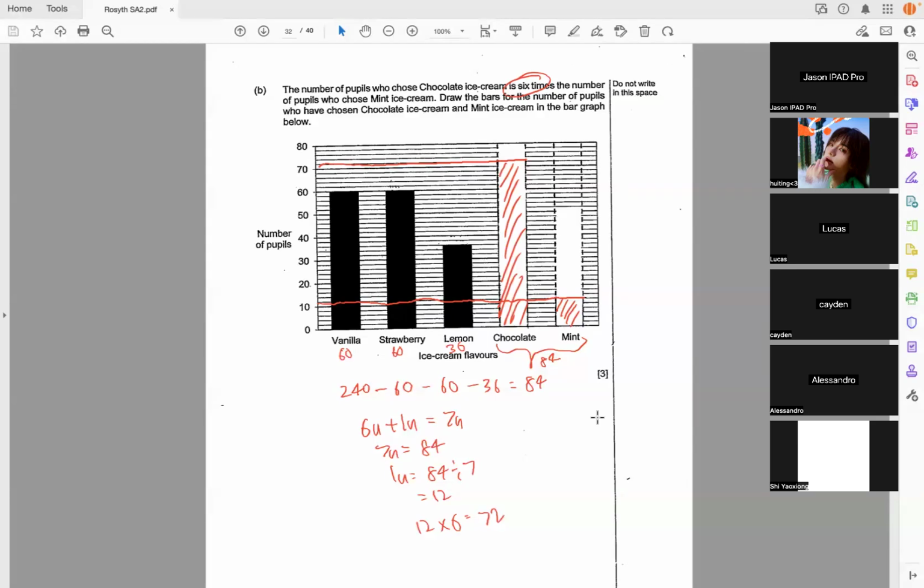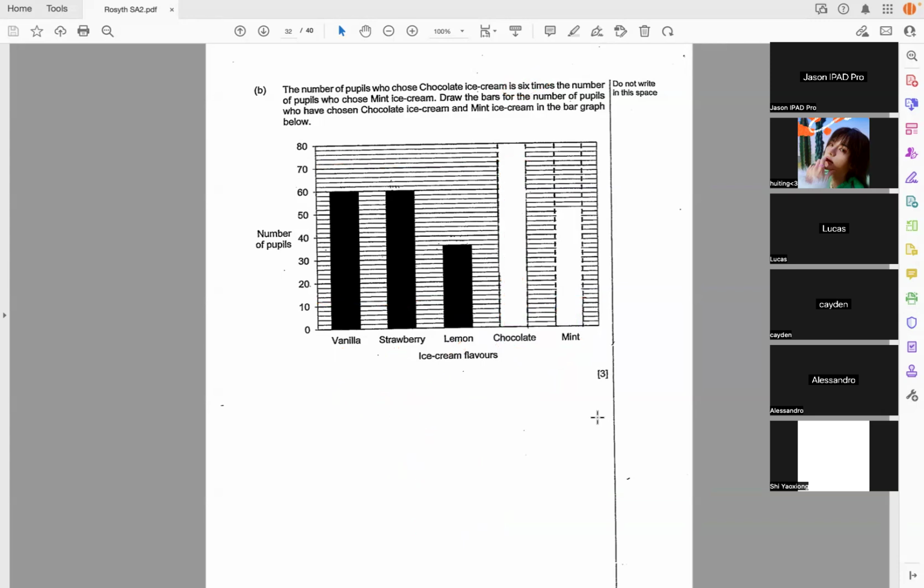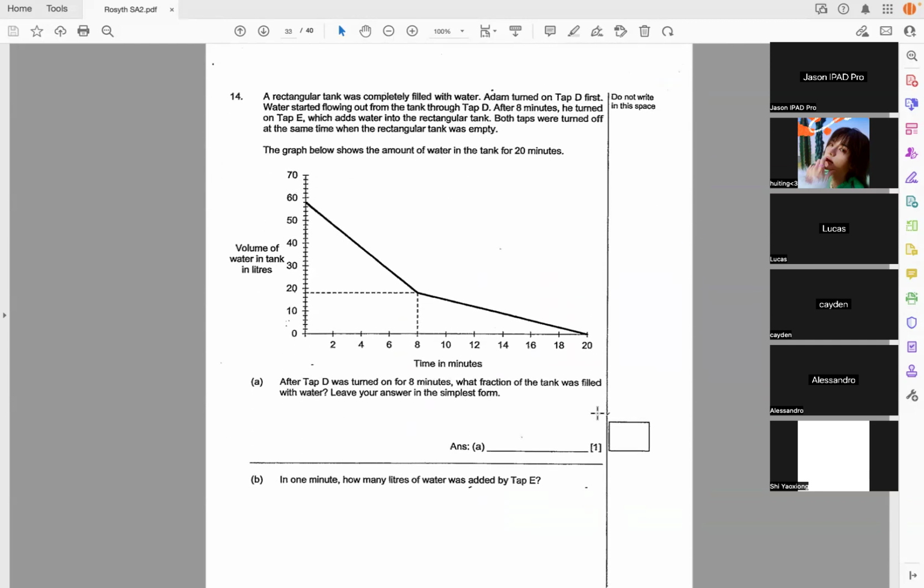Let's continue with question 14. I do find question 14 a bit difficult. That's why more than 50% of you got this wrong. Okay, so pay attention. Quite a lot of people got question 14 wrong.